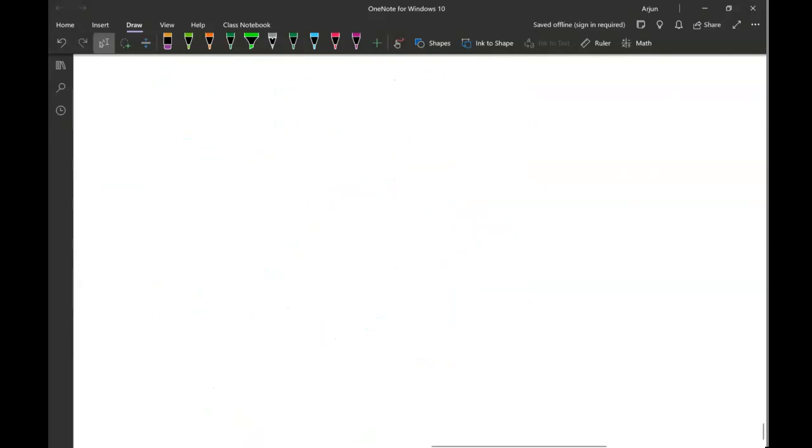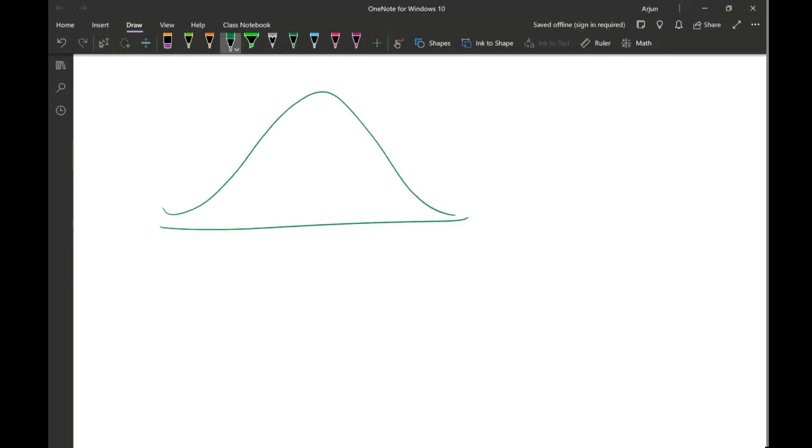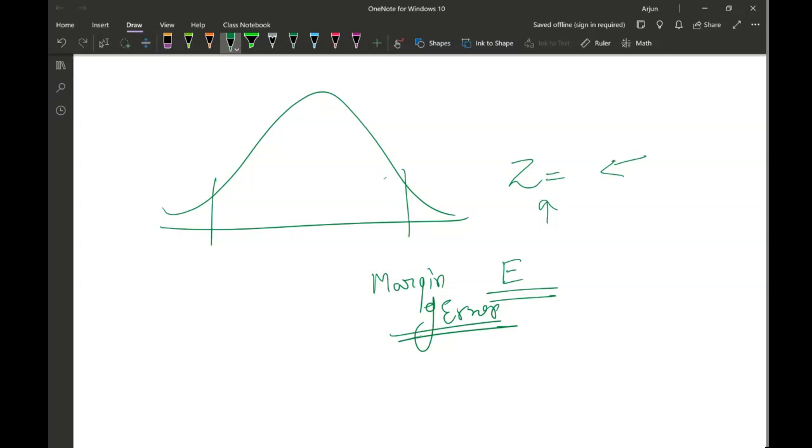One more thing I wanted to tell you: for the final exam, make sure you do the questions from the bell-shaped curve, especially those questions in which you have to find the z-score value. That is really important. And another thing you must do is finding the margin of error. These two things you must do.